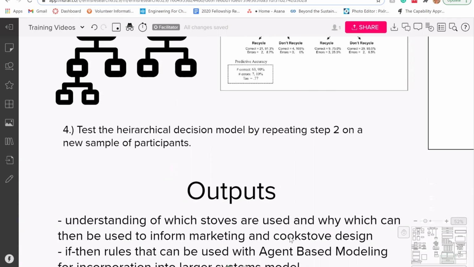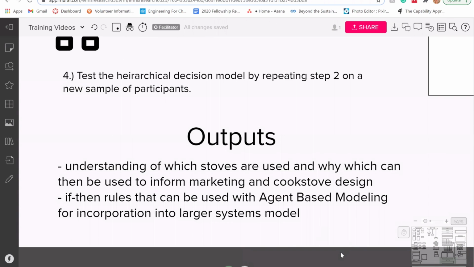So the outputs from this portion of the field study is basically getting a more nuanced understanding of which stoves are used and why, which can be helpful for marketing and for cook stove design. So for example, let's say that people keep using their improved cook stove for tasks that they want to complete quickly. That is insight that can be used for marketing as well as potential new cook stove designs in the future.